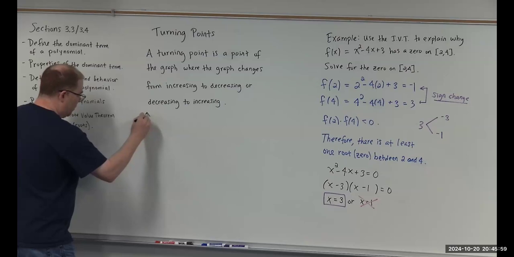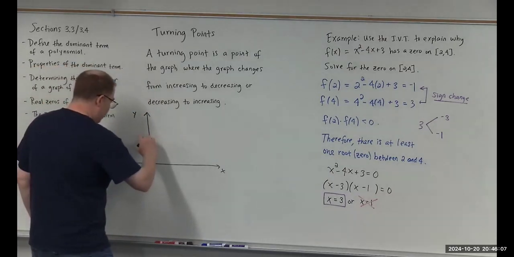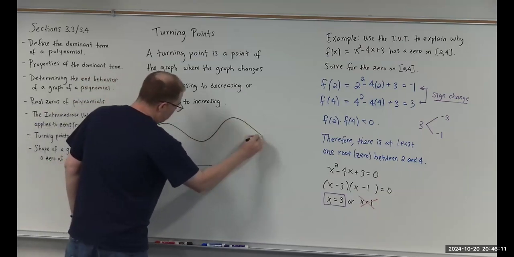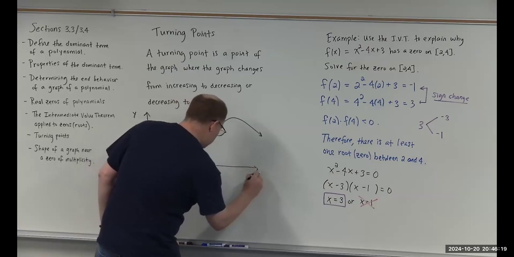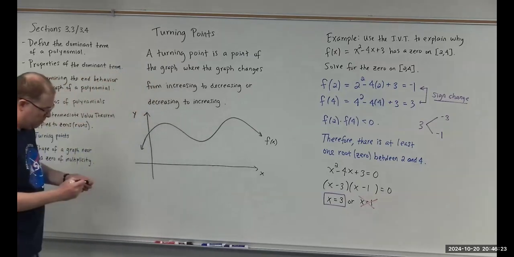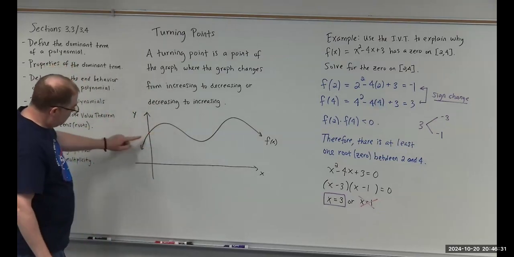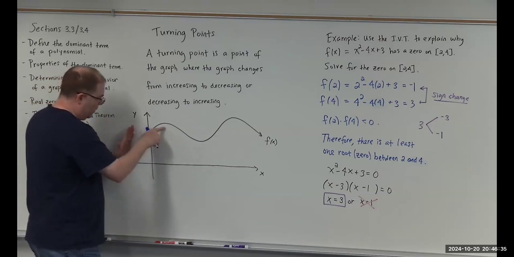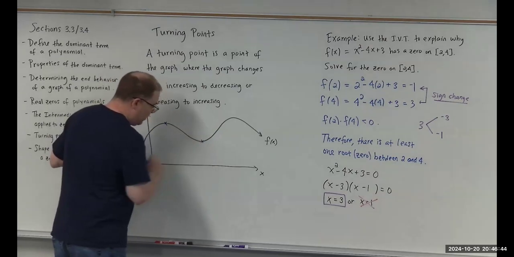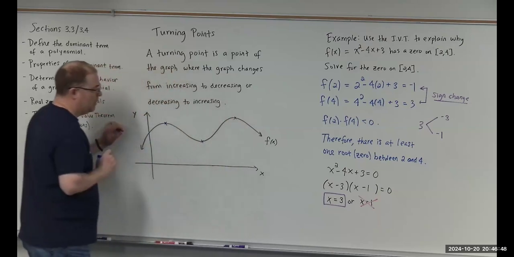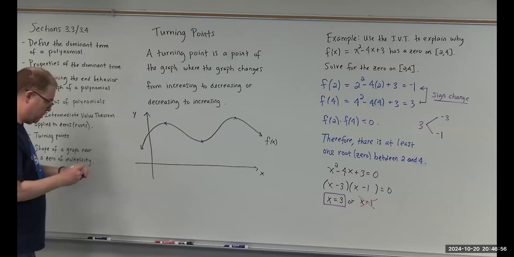So as an example, to give you a visual, let's say we have a graph like this. There's my function, which we're assuming is a polynomial. You read the graph from left to right, so here it's increasing, then decreasing. So there's a change in direction at this point. Then it's decreasing, then increasing. There's another change. It's increasing, then decreasing. So in this case, because we're assuming that both of these go to minus infinity, these are what's called turning points.